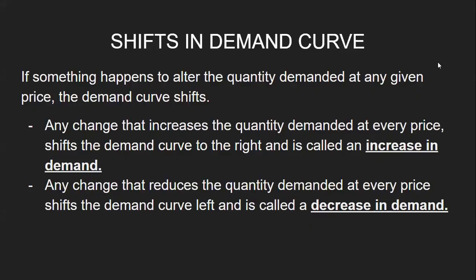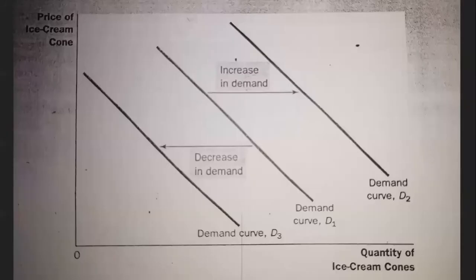Shifts in demand curve. If something happens to alter the quantity demanded at any given price, the demand curve shifts. Any change that increases the quantity demanded at every price shifts the demand curve to the right and is called an increase in demand. Any change that reduces the quantity demanded at every price shifts the demand curve left and is called a decrease in demand.